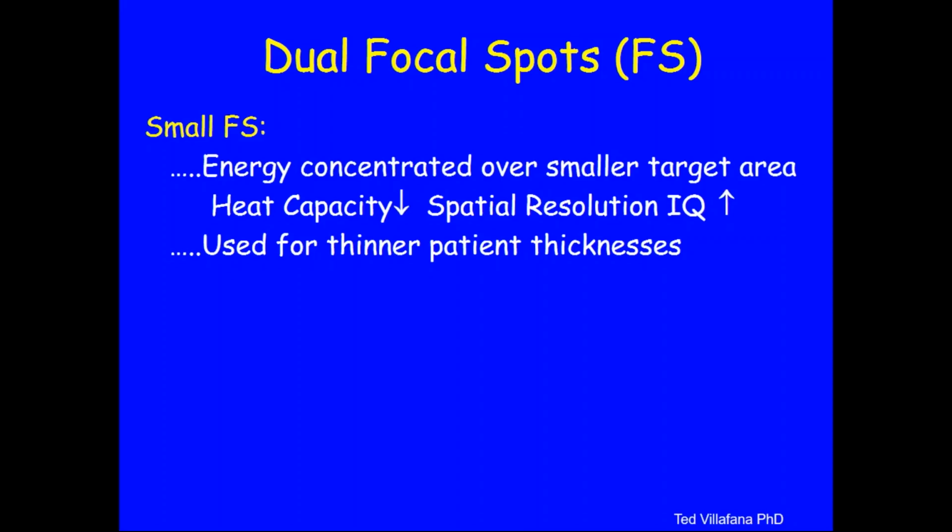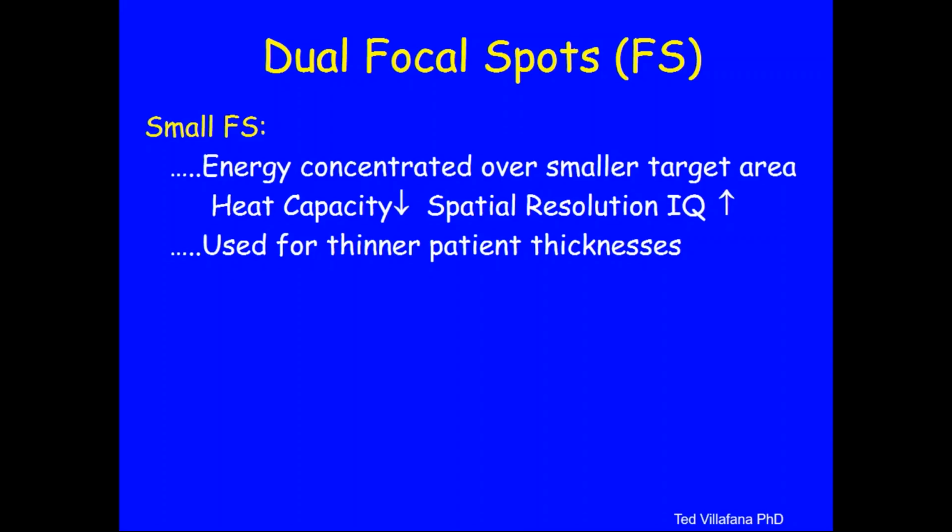Well, if you concentrate the energy in a small region, you have a better chance of a meltdown in that particular region because you're concentrating the energy in a very small area. So you would have a small heat capacity. Well, that's a negative. Why would you want to use a small focal spot?